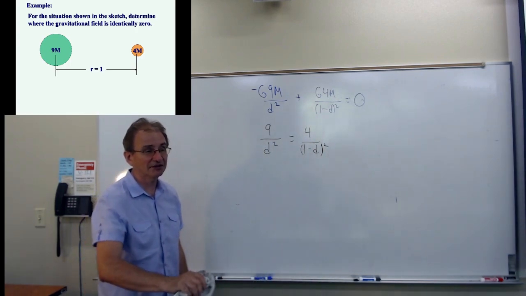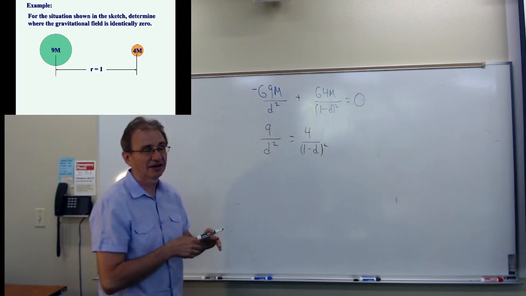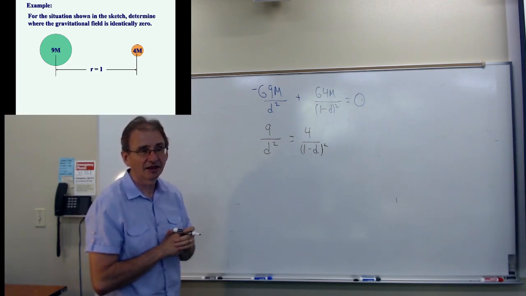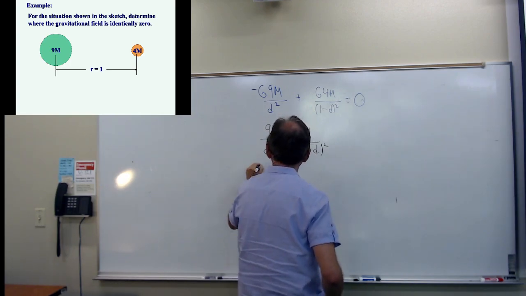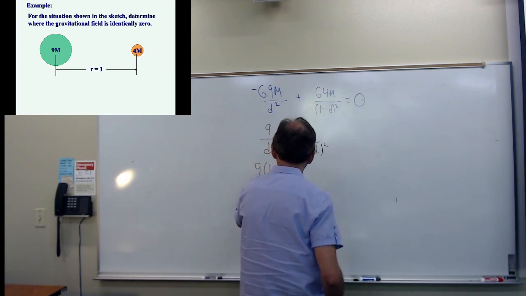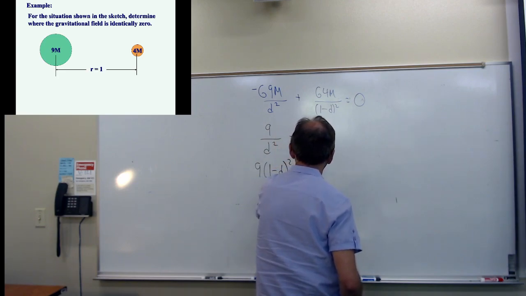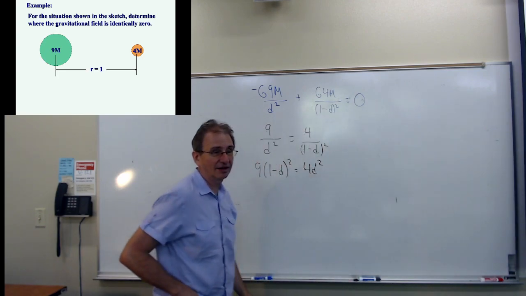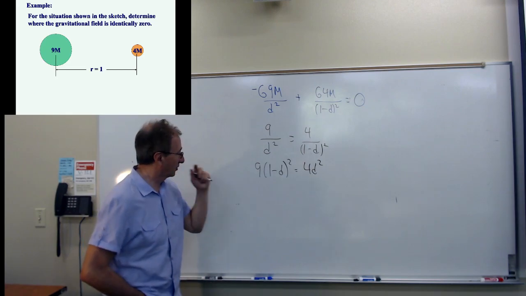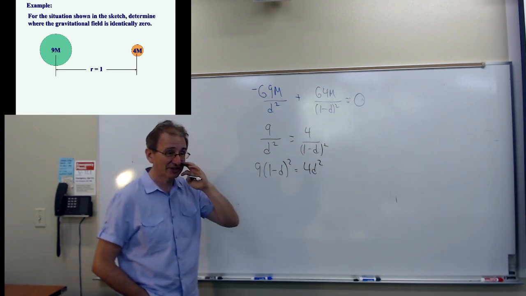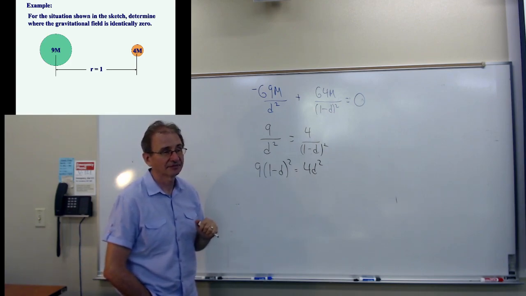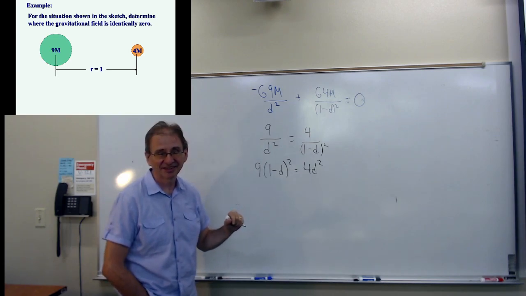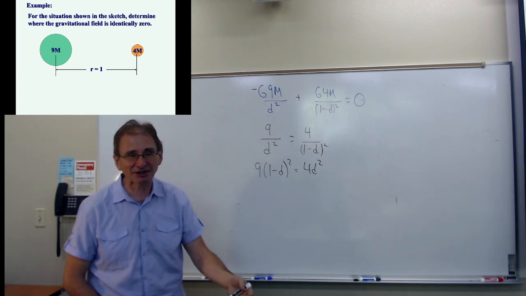How would you solve this now? Cross multiplication. Okay, let's cross multiply. So this times this, 9. If you want to FOIL this out and do all that fun algebra, just write the whole thing out, then put all the d's on one side. And you have to use the quadratic formula then, right?